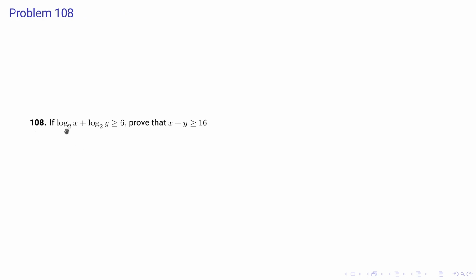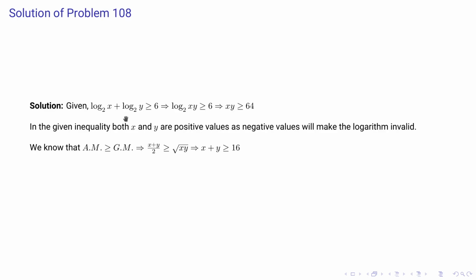Problem 108 says that if log of x with base 2 plus log of y with base 2 is greater than or equal to 6, prove that x plus y is greater than or equal to 16. So we are given that the sum of these two log terms is greater than or equal to 6. So equivalently we can write log of xy with base 2 is greater than or equal to 6. That is, xy is greater than or equal to 64. 2 to the power 6 would be 64. So x and y will both be positive in this case, because if we choose negative values for either x or y, then the logarithm will be invalid.